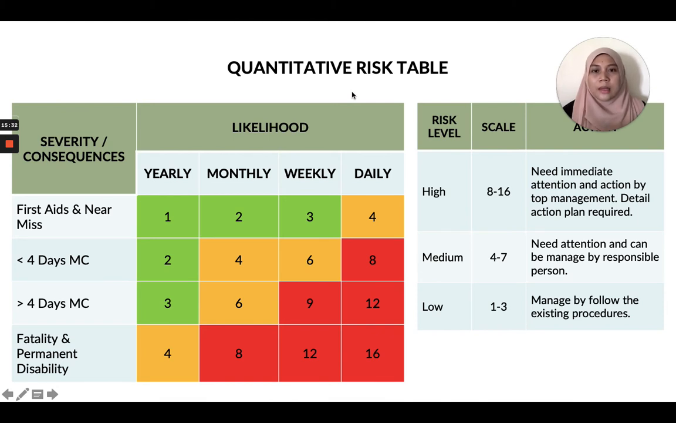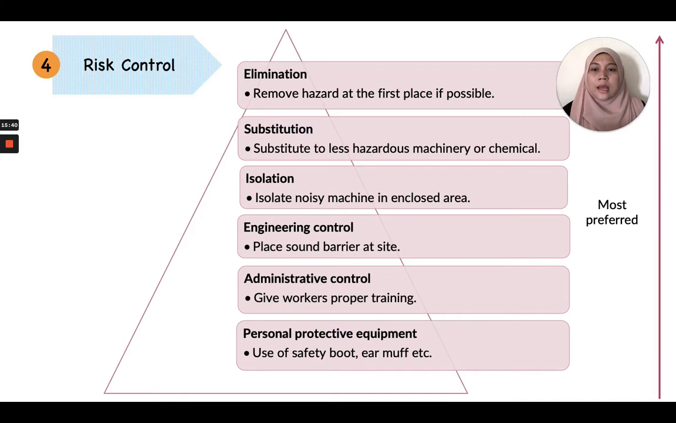And later on, after you have identified or ranked the risk as high, medium or low, you can do some control measures according to the hierarchy of risk control. The top hierarchy, or the most preferred one, is elimination. If possible, you can remove the hazard. You must remove the hazard in the first place. But if the hazard cannot be removed, you can go to substitution, whereby you change or substitute with less hazardous machinery or chemicals.